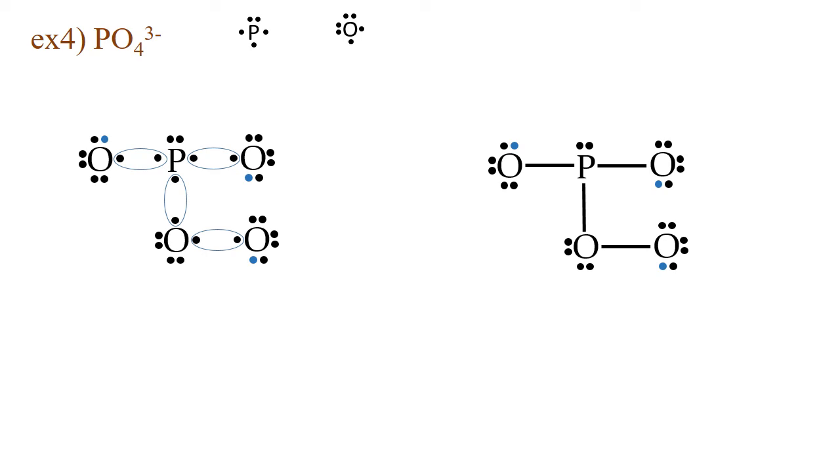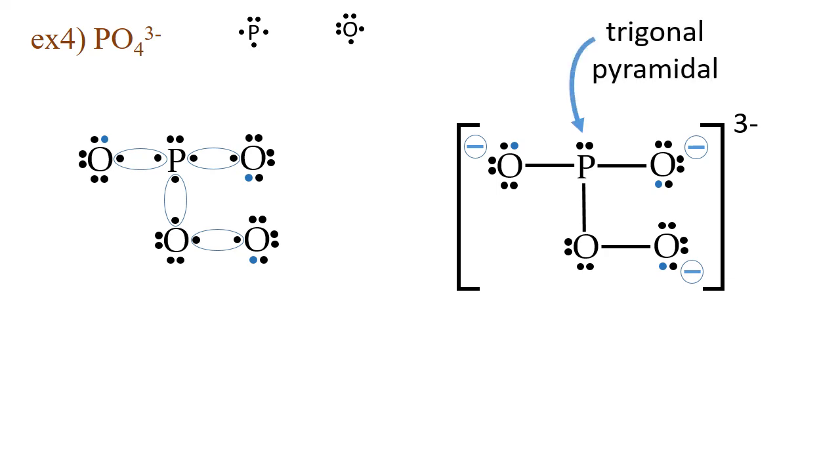Now I'm going to put a negative by each one of those oxygens that picked up an extra electron. I draw big square brackets, and I put the charge to the outside. Now I have to identify the shapes. Phosphorus has 3 single bonds and a lone pair, and that makes it trigonal pyramidal. The oxygen at the bottom, in the middle, has 2 single bonds and 2 lone pairs. That gives it a bent shape. And then we're good.